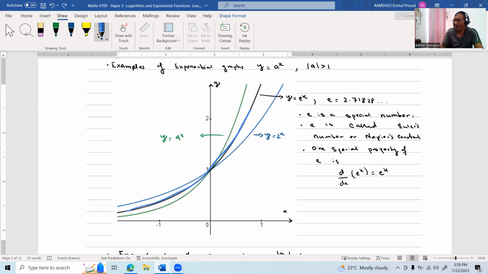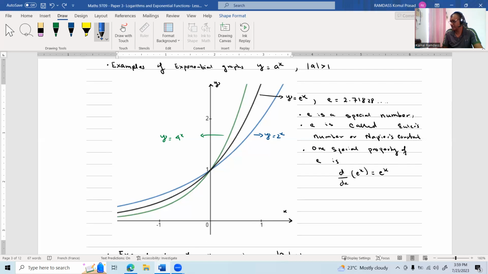Special base. y is equal to e to the power of x, where e is equal to 2.71828. e is a special number. It is called Euler's number, or Napier's constant. One special property of e is that it occurs in the natural world, and it has a special property.